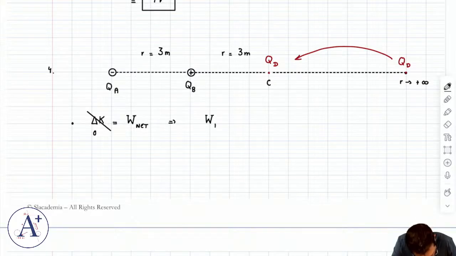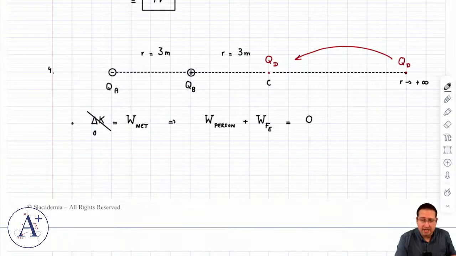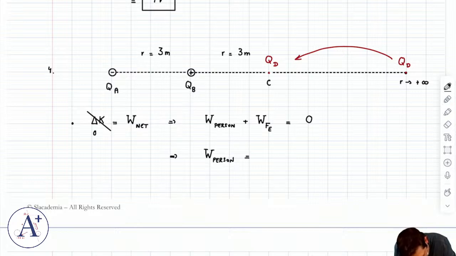Well, the net work is the work done by the person plus the work done by the electric force. Because as you bring QD in, you have to fight the electric force that's trying to repel it away. Therefore, the work done by the person, which is anyone's guess, because I don't know how much force the person exerted over what distance, is just going to be minus the work done by the electric force.